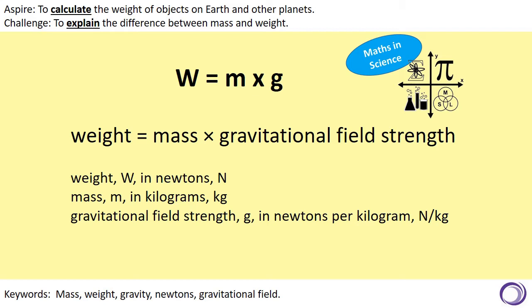So that's the equation that we can use. Weight equals mass times gravitational field strength. And we've got the weight in newtons. The mass, we've always got to use kilograms, don't use grams. And the gravitational field strength is the amount of newtons per kilogram, and that'll vary depending on where you are.